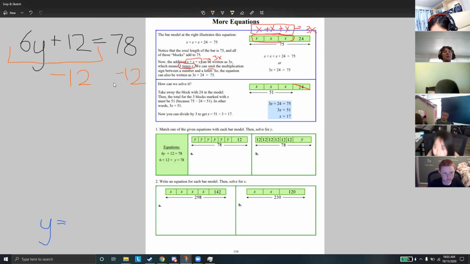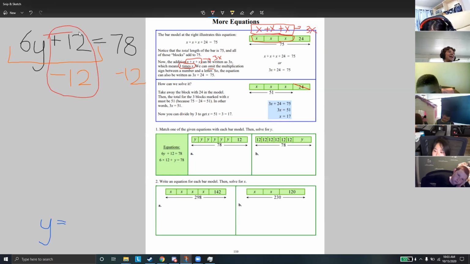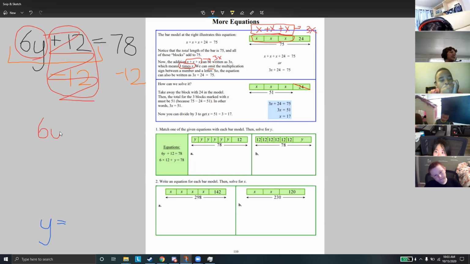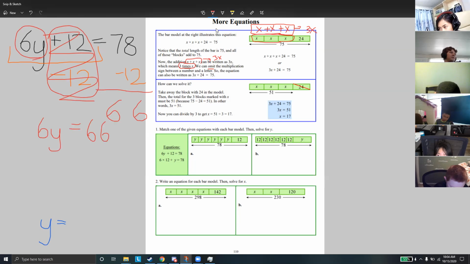It's important to remember to do it on both sides so that the equation is still balanced and still equal. So we have 6y plus 12 minus 12. The plus 12 and the minus 12 will cancel out, and all that's left on the left side is 6y, or 6 times y. Now we have to find out what the right side equals. 78 minus 12: 8 minus 2 is 6, 7 minus 1 is 6. 6y equals 66.